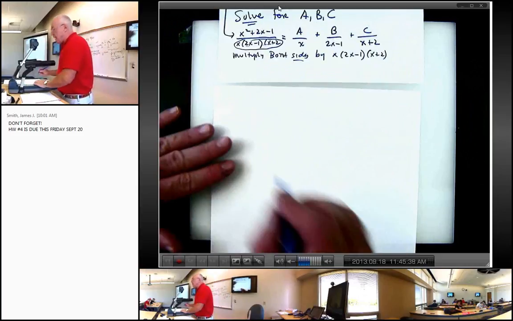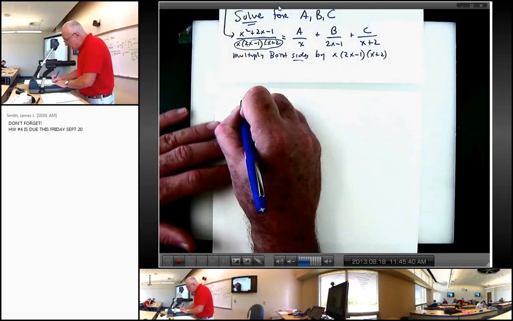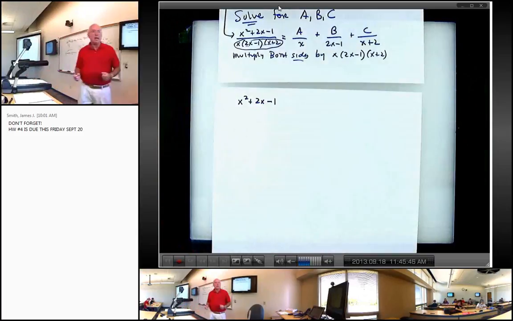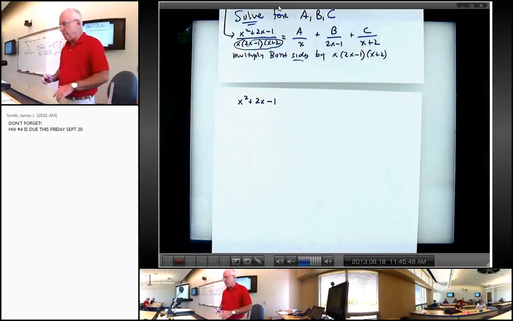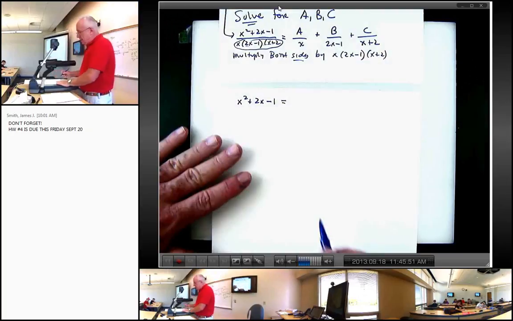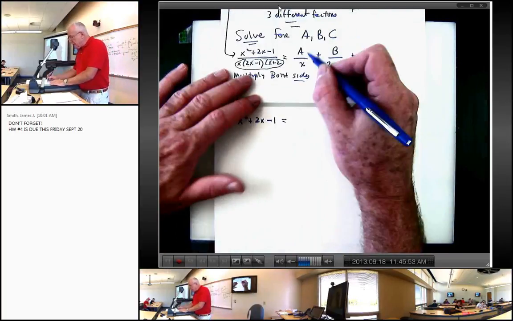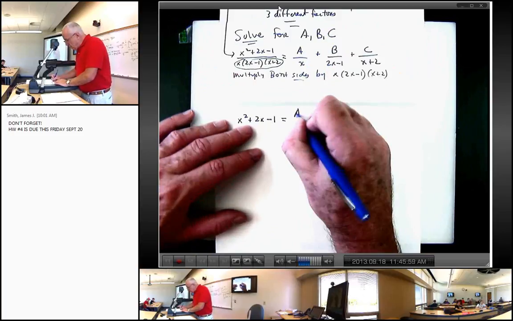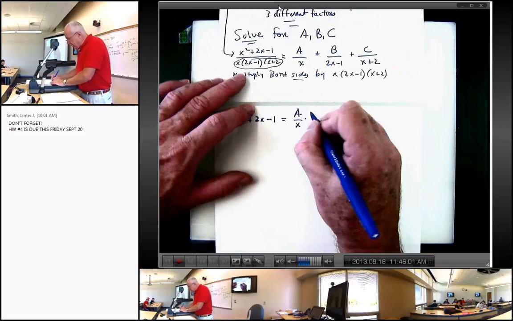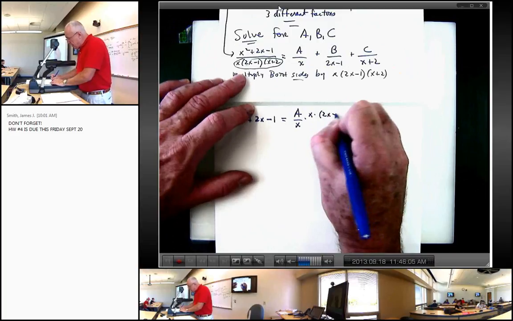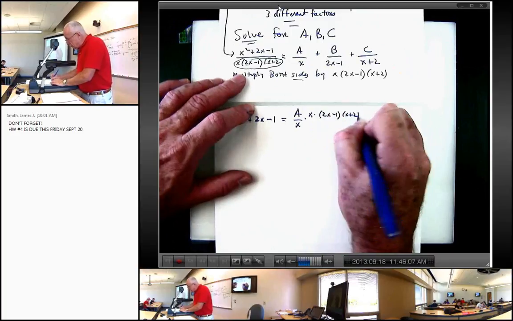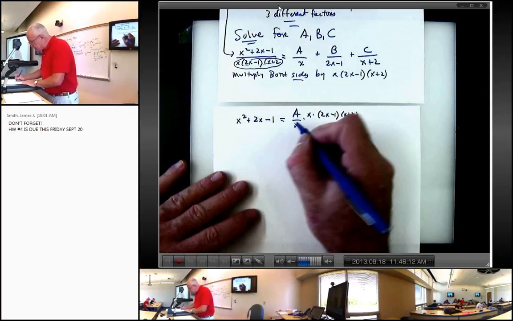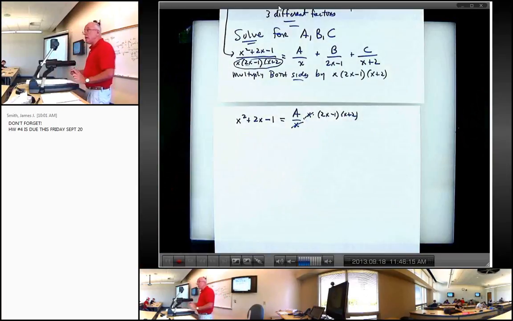So now what we're going to have, and this is where we're going to leave it here, on the left side, we will no longer have a denominator, we'll just have x squared plus 2x minus 1 equals. Now, remember, we're multiplying every single one of these by this expression. So here I have a over x, and I'm multiplying it by x times 2x minus 1 times x plus 2. Well, what's going to cancel out here? The x's are going to cancel out, and I'll no longer have a denominator.